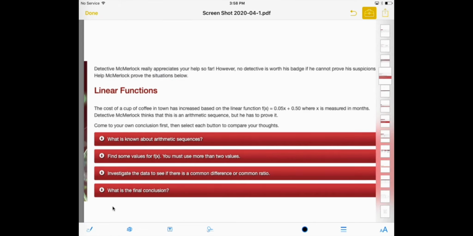Alright guys, so next up on page 6 we have linear functions. Honestly, if you've made it this far, you're awesome, because I know this video is longer than the other ones, but I'm trying to do a little bit more in depth for you guys.